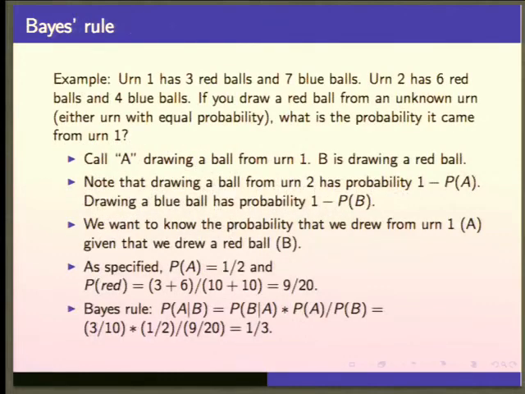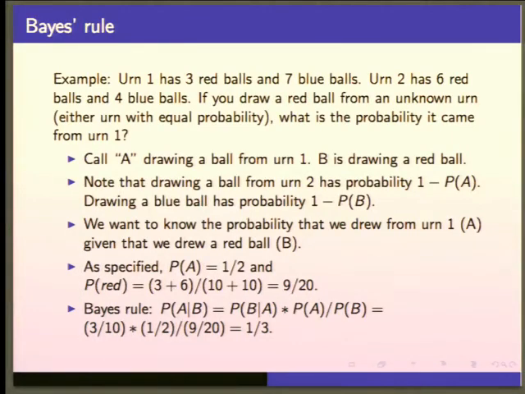Okay, all right, so let's do a Bayes' rule example. If urn 1 has 3 red balls and 7 blue balls, and urn 2 has 6 red balls and 4 blue balls, if you draw a red ball from an unknown urn, what is the probability it came from urn 1? This is like a quintessential Bayesian probability problem from if you took a probability course in the math department. Okay, so here we're not given any conditional probabilities, so we can choose what's A and what's B.